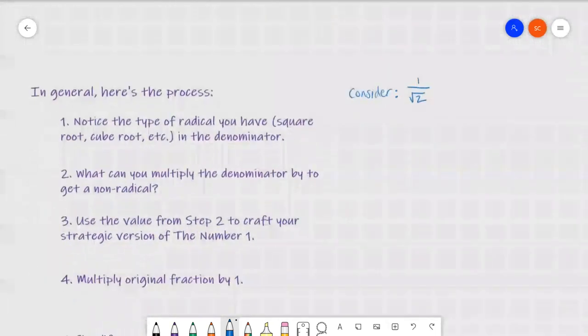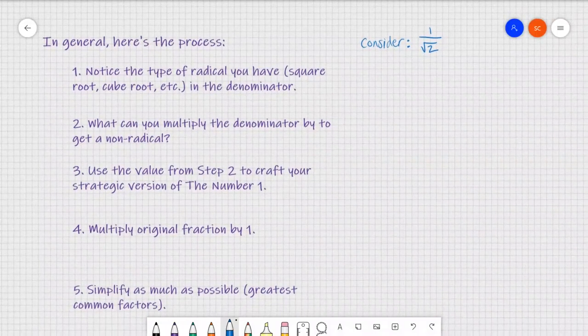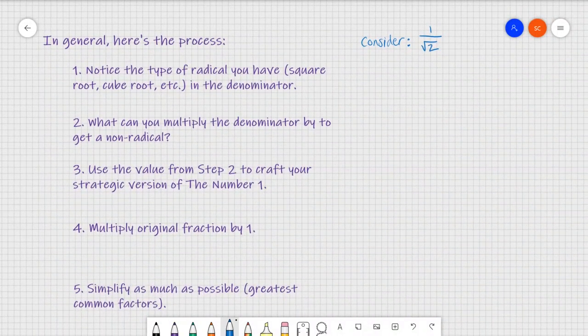Well, let's consider the general process here. I want to look at the example 1 over the square root of 2. We'll follow along our process as we go. So notice the type of radical that we have in the denominator, kind of the problem spot. We have a square root in this case. The numerator, no big deal. We don't really have to worry about that. It'll just kind of fall out naturally.